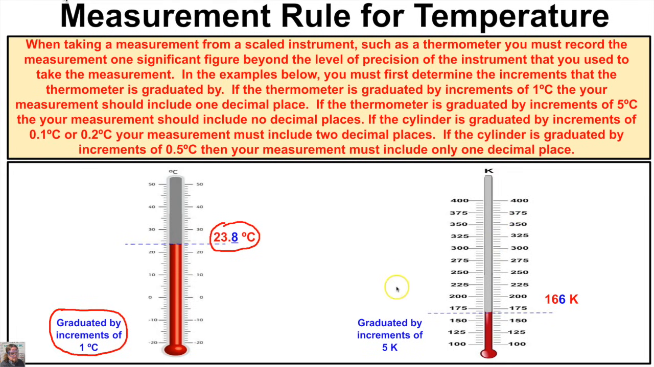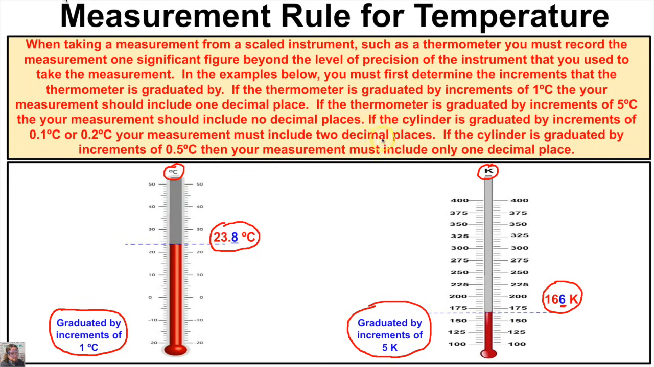If we take a look at this thermometer here, we can see that this thermometer is graduated by increments of 5 or 5 Kelvin. If we take a look, this is a Kelvin thermometer, this is a Celsius thermometer. And so if we're asked to take the temperature here, we can see that this is 150, this is going to be 155, this is going to be 160, 165, and it's just a hair above 165. So we have to estimate what that's going to be, and we're going to call this 166 Kelvin. So the temperature here is 166 K.